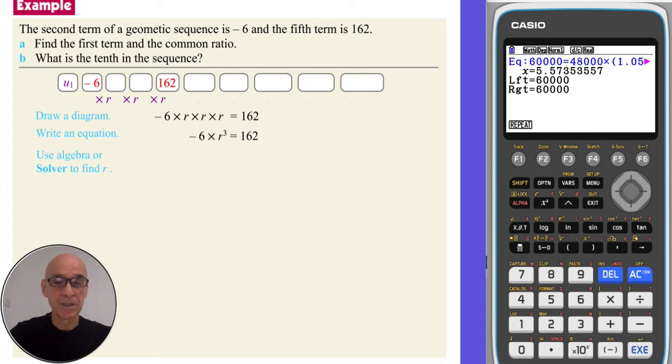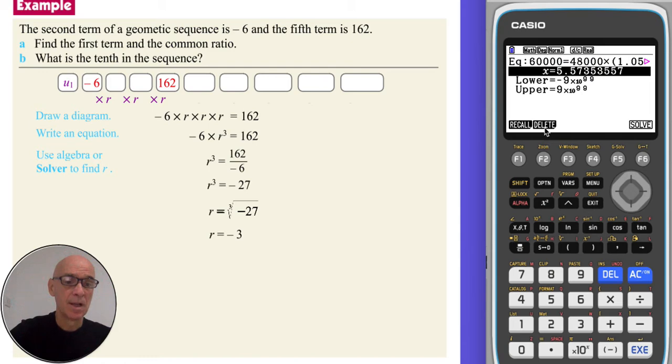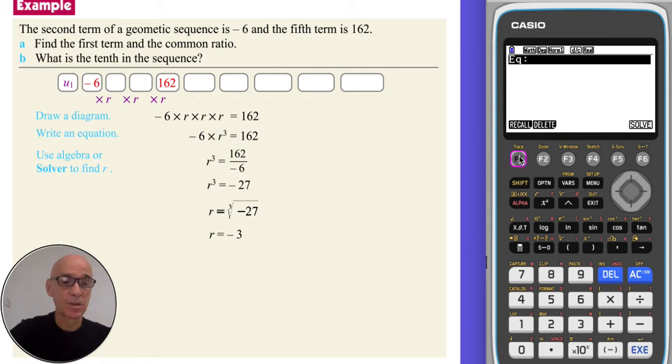We can either do this algebraically, given r equals negative 3 as shown, or we can use solver on the calculator to solve the equation. To do that, I press F1 for a repeat calculation, F2 to delete my previous equation, and F1 to confirm that. I can now type in the equation.